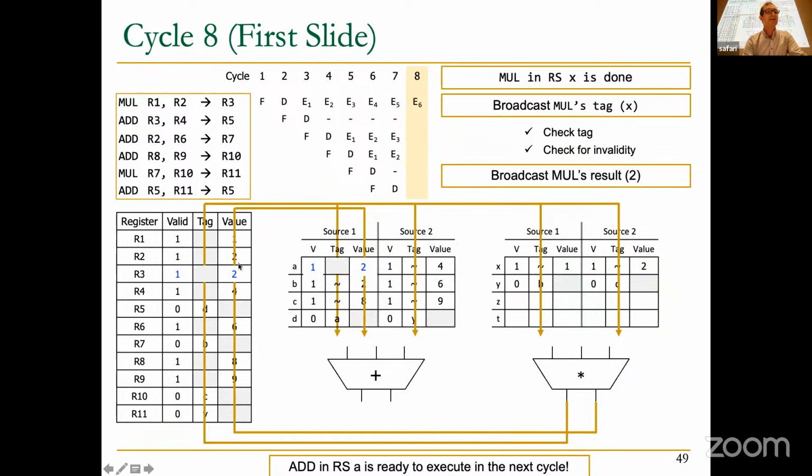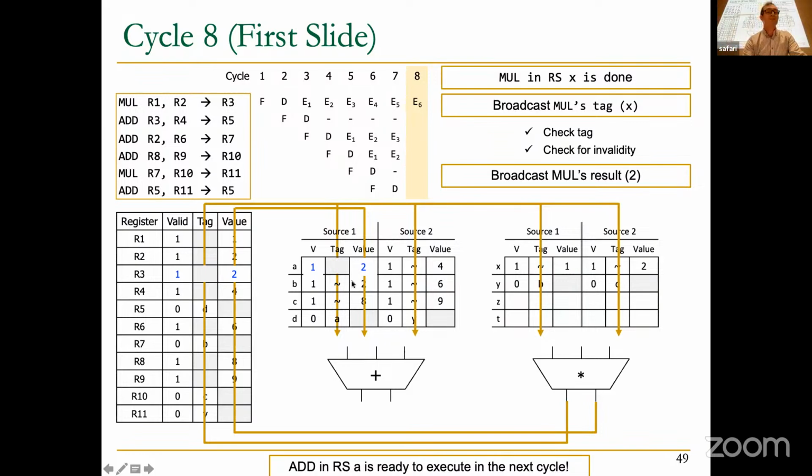By broadcasting the tag and value concurrently, any location in the machine that was invalid and waiting for that tag captures the value. Okay, so register 3 became 2 and valid. And this source 1 in reservation station entry A became 2, value became 2 and valid. And now this add in reservation station A is ready to execute in the next cycle, right?